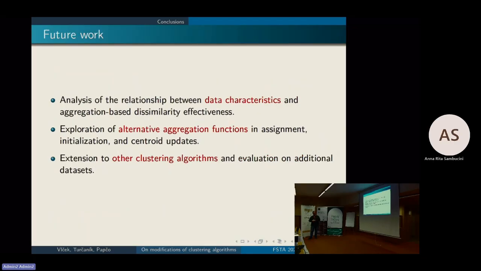Our future work, what will we do? It's a deeper analysis of the relationship between data characteristics and the effectiveness of aggregation-based dissimilarity. And we can use alternative aggregation functions in assignment and initialization, but also in centroid updates, other clustering algorithms, and so on.